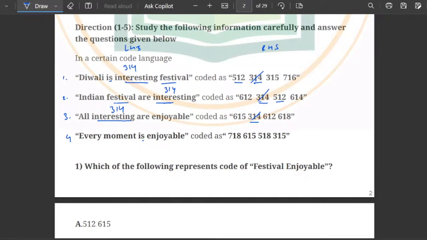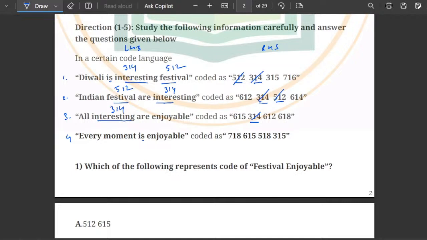Now, what was left? 512 on the right hand side, and on the left hand side we have festival. So festival goes for 512. 512 will also be struck out. First and second we have seen; first, second, third we have seen.